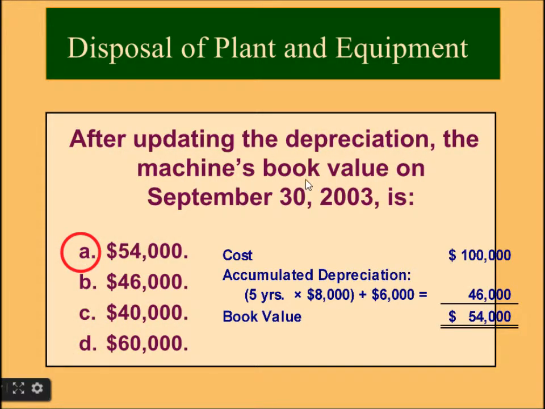After updating the depreciation, the machine's book value on September 30, 2003 is: cost was 100,000, accumulated depreciation for 5 years at the annual depreciation calculated before of 8,000, so we will multiply it by 5 years. 5 years multiplied by 8,000 plus 6,000 will give us 46,000. So the remaining book value at the end of September 2003 is original cost 100,000 minus 46,000, which will give us 54,000. So the answer is 54,000.